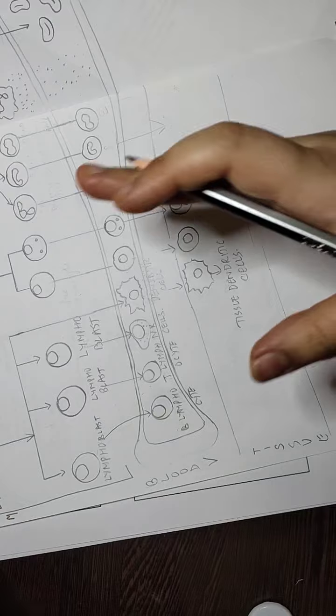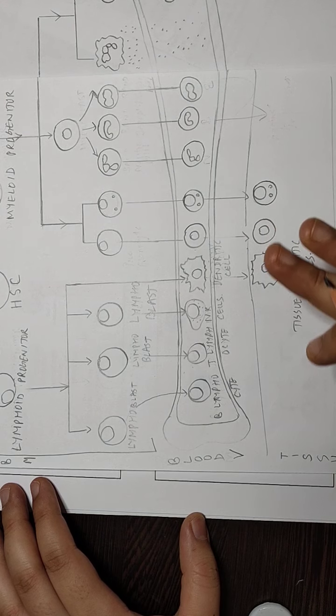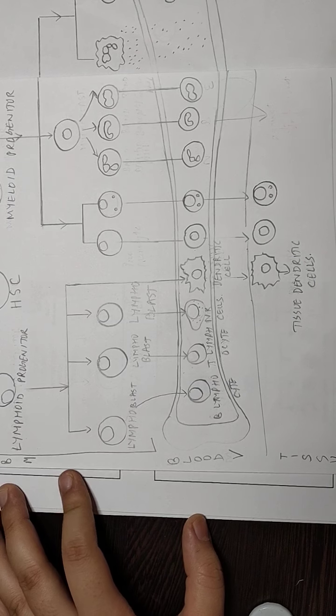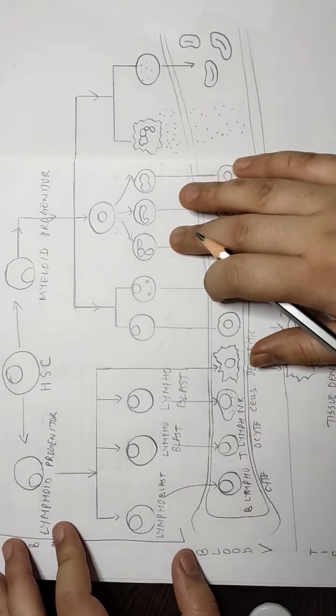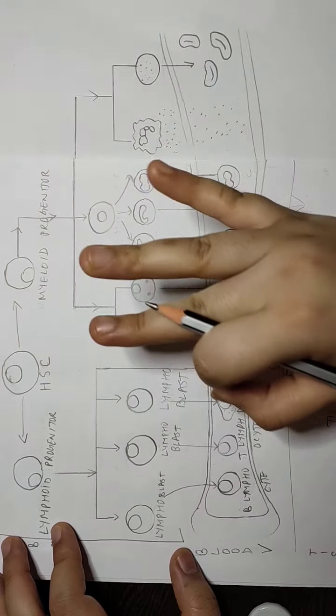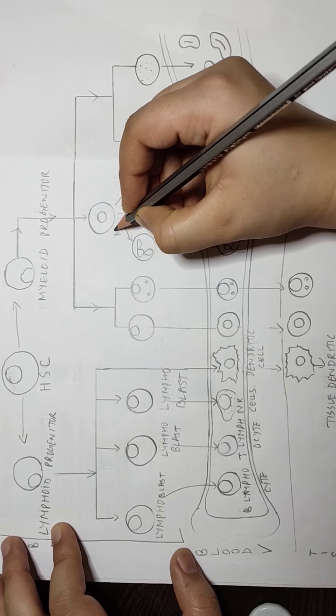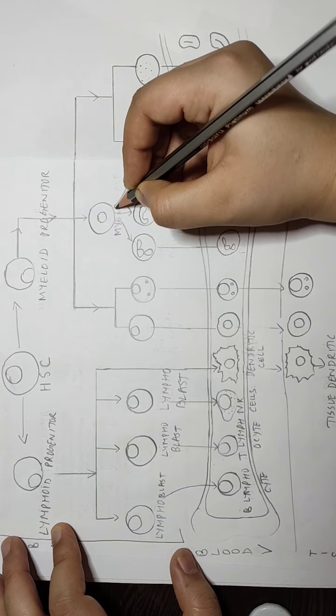Now we have finished the lymphoid section. Lymphoid progenitor is over. Now we are going to the myeloid section. In the myeloid section, there are three divisions. These three divisions are: number one, first we are going to myeloblast.